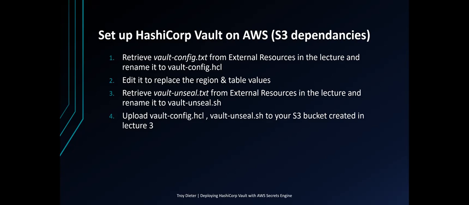Next, you'll retrieve vault-unseal.txt from external resources in the lecture and rename it to vault-unseal.sh. This will be the script that you run to unseal the vault every time the autoscaling group is deployed. That includes scaling up or scaling down. Upload vault-config.hcl and vault-unseal.sh to your S3 bucket created in Lecture 3, the previous lecture.